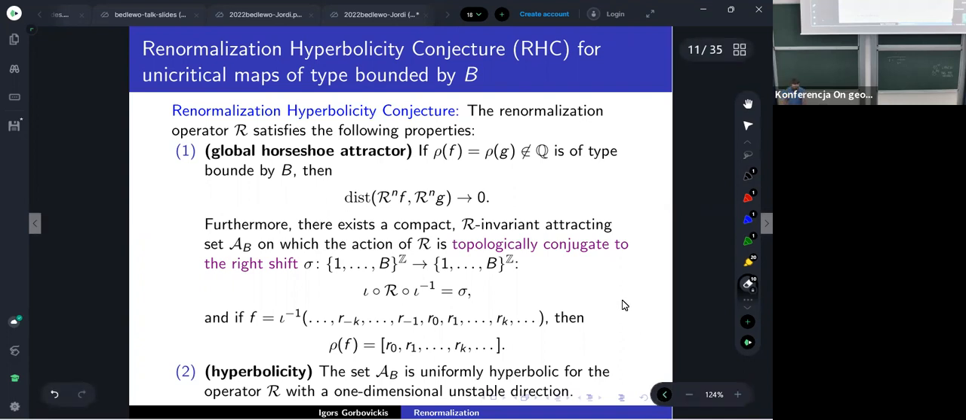The second part of the conjecture is that actually this attractor is uniformly hyperbolic with a one-dimensional unstable direction. In this talk, I will focus on the first part of this conjecture. First of all, this conjecture for unicritical maps is settled. I'll mention the result in the next slide. So our goal is to generalize this conjecture to multicritical circle maps, so for an arbitrary number of critical points.